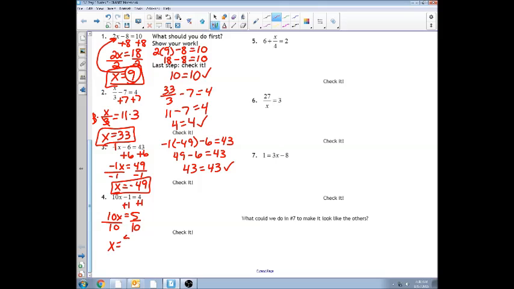From here, I need to divide by my 10. X would equal 5 over 10. That is not simplified. They're both divisible by 5. 5 divided by 5 would be 1. 10 divided by 5 would be 2.